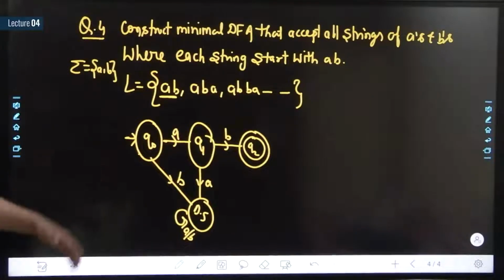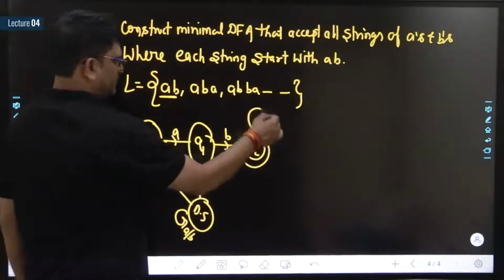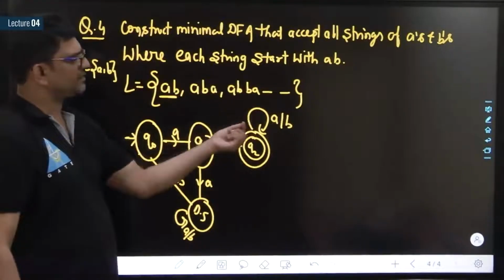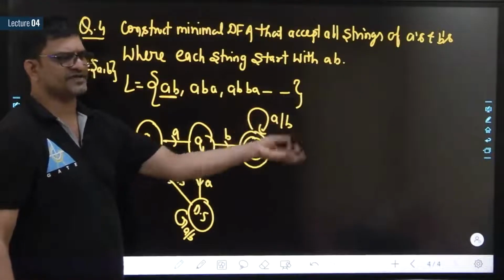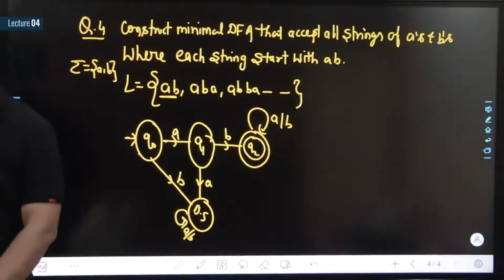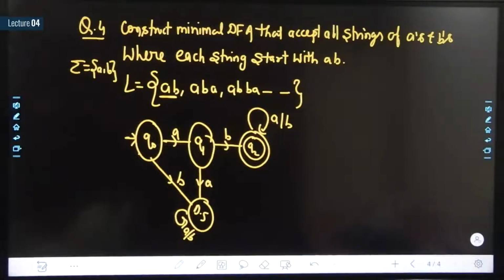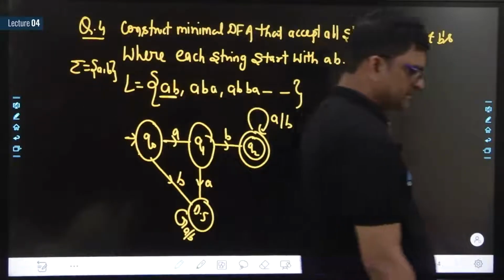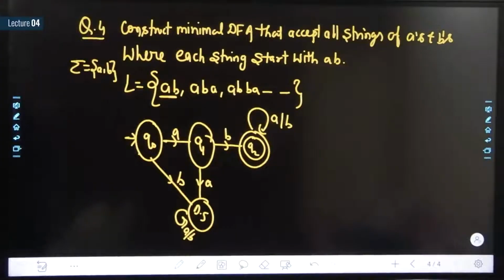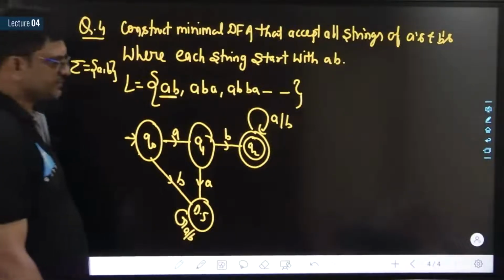Now come to the Q2. Transitions on A and B loop, because after AB we can have any number of A's and B's. So this is the DFA for the given language. Check. Please check. Any doubt? Any doubt? Next question.